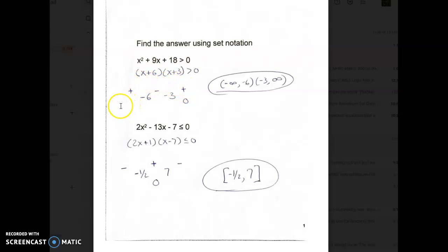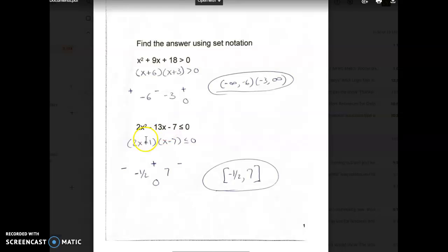So the true statements are between -infinity and -6 and -3 to positive infinity. Since it's just a greater than, we have all parentheses. Remember, parentheses go around infinities and negative infinities all the time, but around the numbers greater than or less than is a parenthesis, greater than or equal to, or less than or equal to is a bracket.